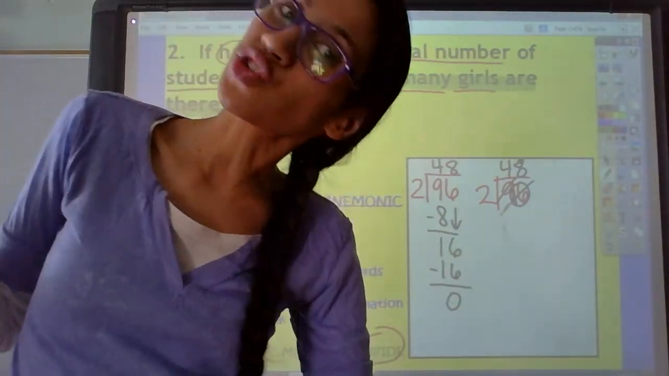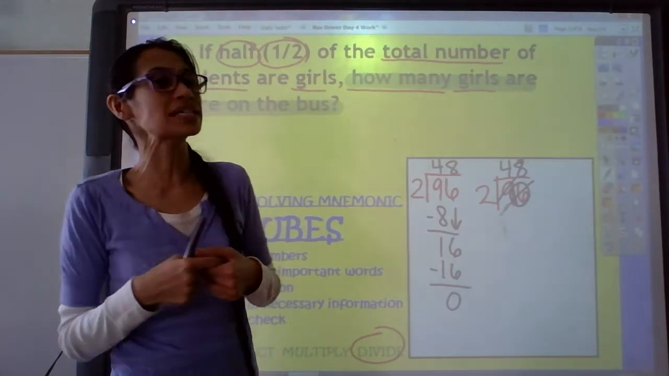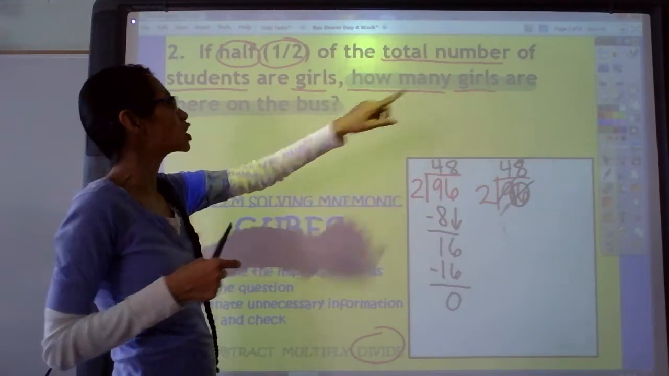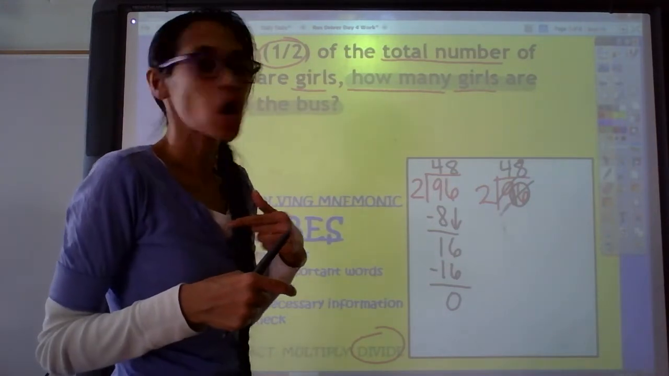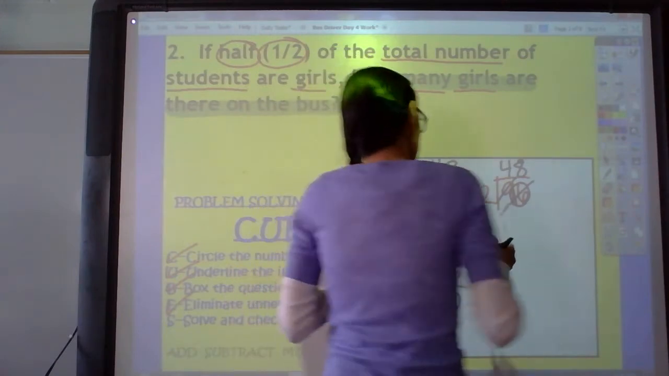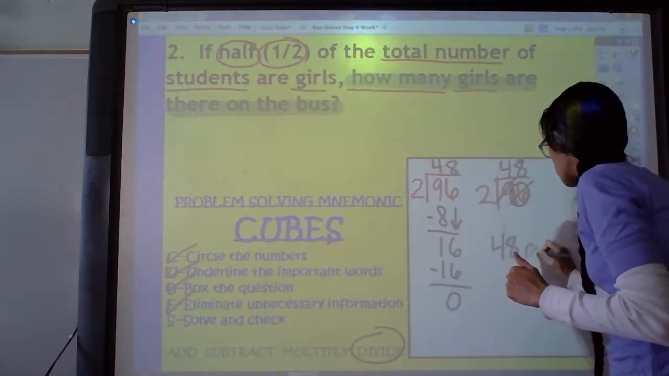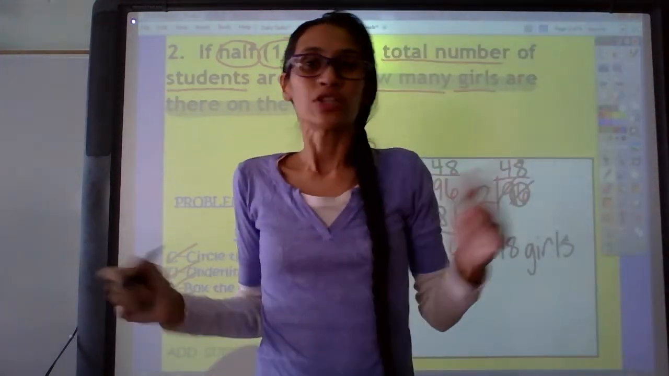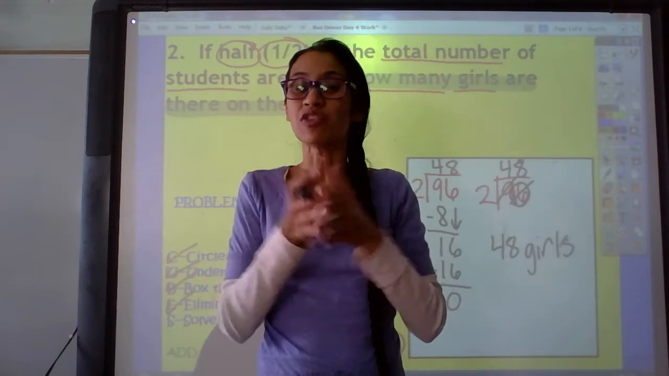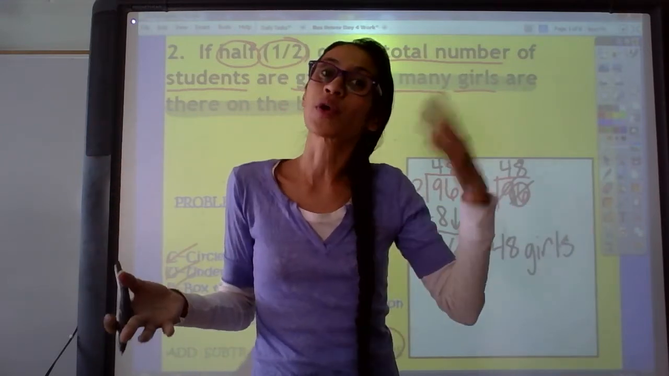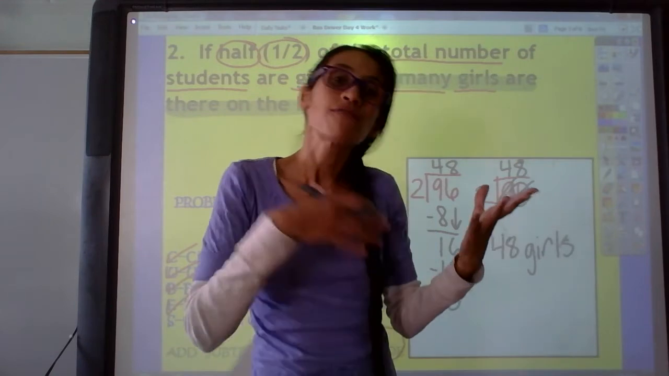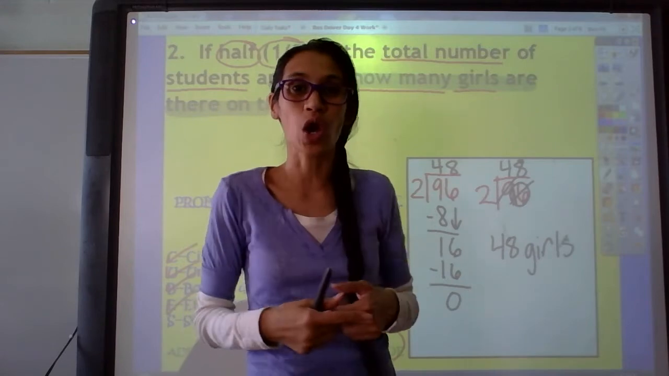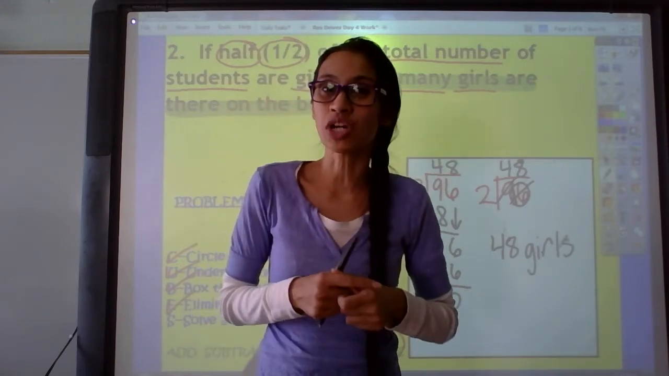Now, I know my answer's right, but I need one more thing with my answer. What is that? My unit. Look at the question. How many girls are there on the bus? There are 48 girls. That's right, 48 girls on the bus. Well, do you know how many boys there are on the bus? You don't have to work it out because we know when we divide it, those are equal groups. 48 girls, so that means there are 48 boys. And altogether there are 96 students on the bus. So we are done with question number 2.